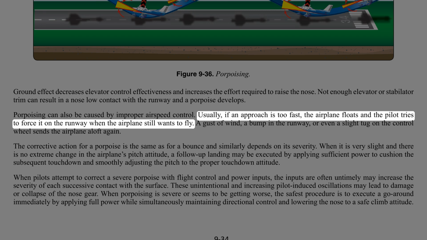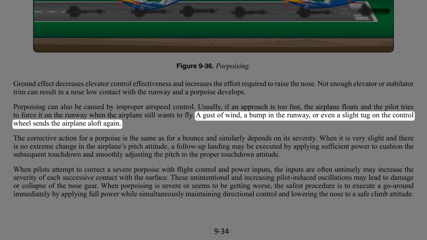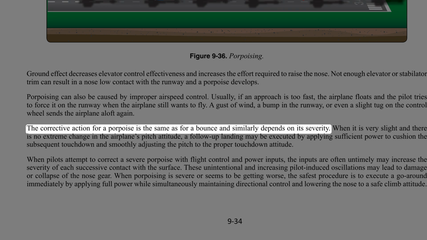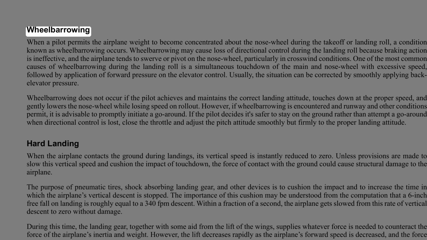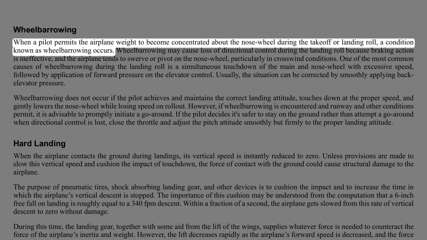Usually, if an approach is too fast, the airplane floats and the pilot tries to force it on the runway when the airplane still wants to fly. A gust of wind, a bump in the runway, or even a slight tug on the control wheel sends the airplane aloft again. The corrective action for a porpoise is the same as for a bounce and similarly depends on its severity. Wheelbarrowing. When a pilot permits the airplane weight to become concentrated about the nose wheel during the takeoff or landing roll, a condition known as wheelbarrowing occurs.